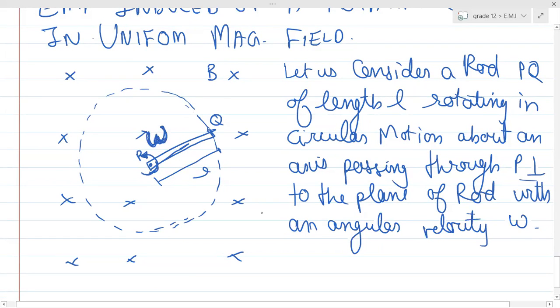So can you see over here when this rod will rotate, lines will be cut? Yes or no? Will the lines be cut? Yes, sir. So if the lines will be cut, then what will happen? An EMF will be induced. Guys, just give me 2 minutes. It will induce an EMF across PQ.